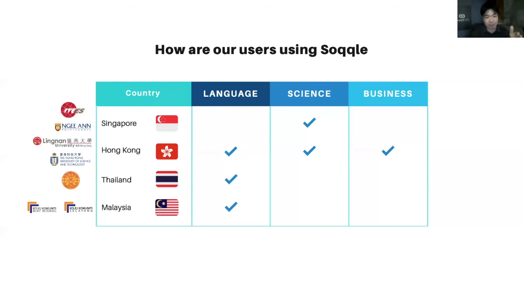These are our users in 4 countries. Most of them are in language, and some of them are in science and business. You can see in Hong Kong, we have Lingnan and HKUST. In the upcoming semester, I do have some professors in CUHK as well.